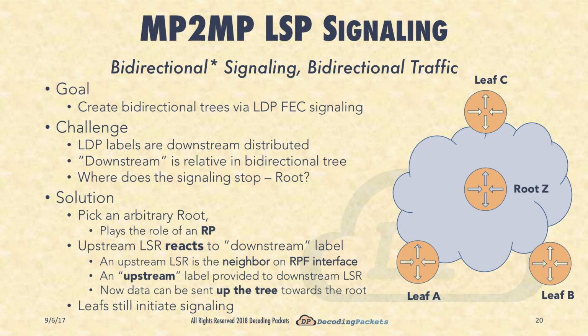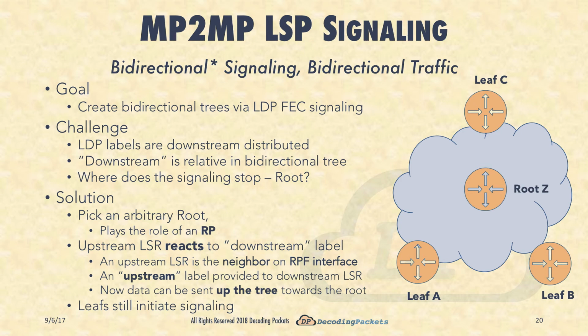In fact, we know from the FEC advertised that the intention of the leaf is to create a bidir LSP. So we will know that because the FEC is a little bit different. So it knows that eventually it, i.e. the upstream LSR, will have to receive data from the leaf. In other words, it will become a downstream LSR to the leaf.